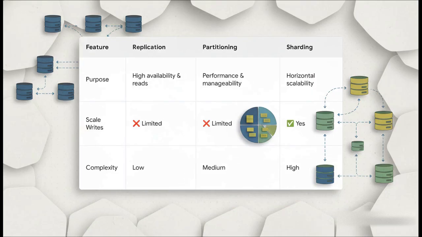When it comes to database scaling, you've really got three main strategies. There's replication, where you just make copies of your database. That's great for handling more reads and for high availability. Then there's partitioning, which is about splitting one giant table into smaller, more manageable pieces. And finally, there's sharding. This is the big one. It lets you spread your data across multiple databases, which is how you scale your writes horizontally. But it's also the most complex, because everything depends on choosing a good shard key to distribute that data evenly.